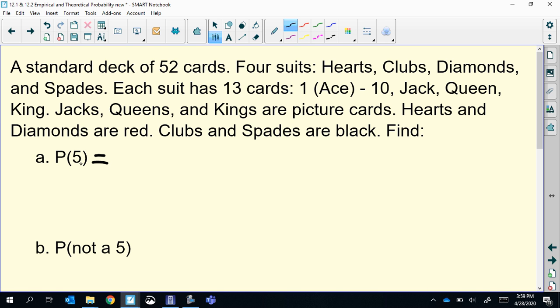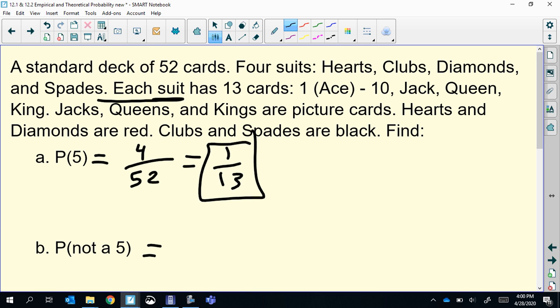Alright, probability of a 5. So you have to think of how many cards are 5. We know there are 52 total. And then there's a 5 for each suit. So that'll be 4 different 5s in the deck. So 4 out of 52, which reduces to 1 out of 13. If we think a little bit differently about this, about each suit, there's 4 suits. Each suit has 13 cards. Only one of those cards is a 5. That should make sense also.